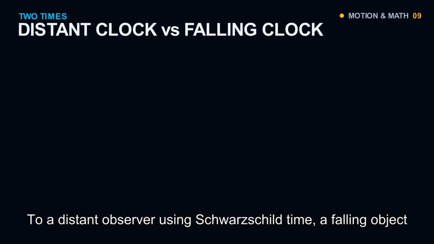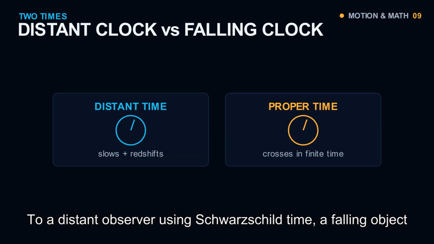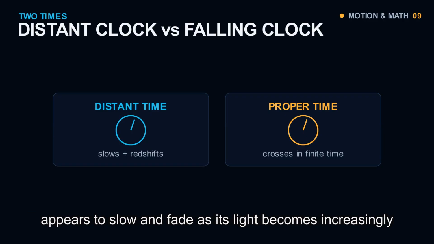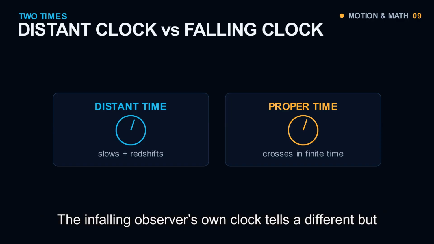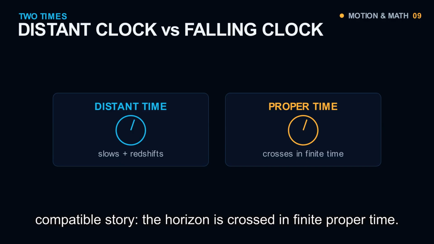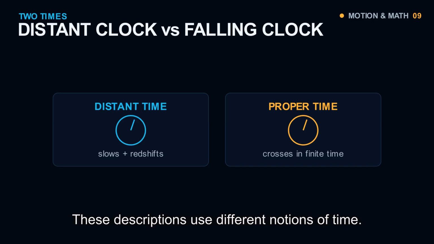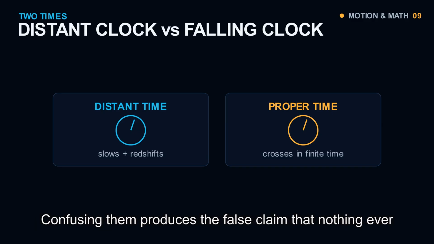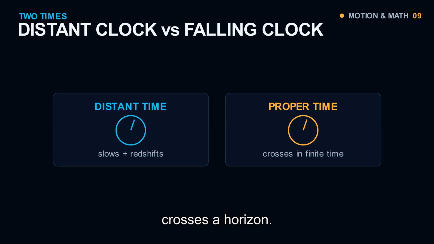To a distant observer using Schwarzschild time, a falling object appears to slow and fade as its light becomes increasingly redshifted. The infalling observer's own clock tells a different but compatible story: the horizon is crossed in finite proper time. These descriptions use different notions of time. Confusing them produces the false claim that nothing ever crosses a horizon.